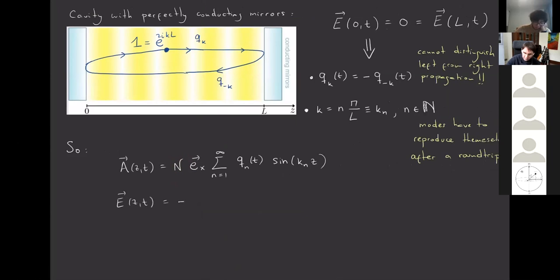We know that the electric field is just the time derivative with a minus sign of the vector potential. And this means that the electric field, we can write it in this form. Now we will have the time derivative of the coefficients, but the same spatial profiles, sine functions.